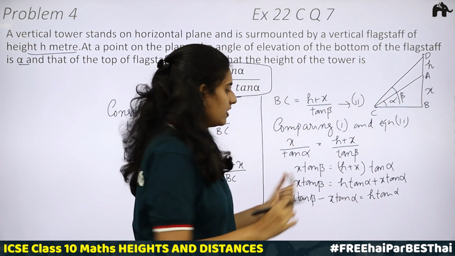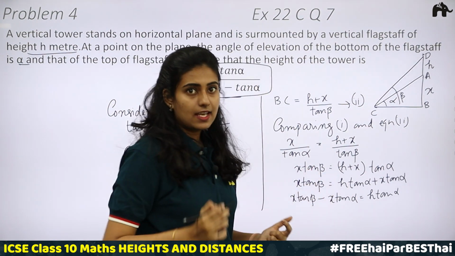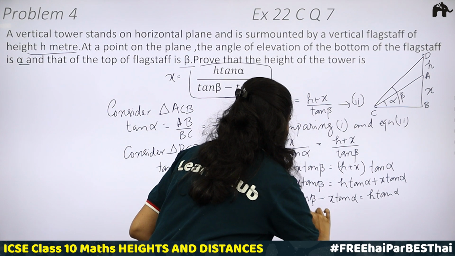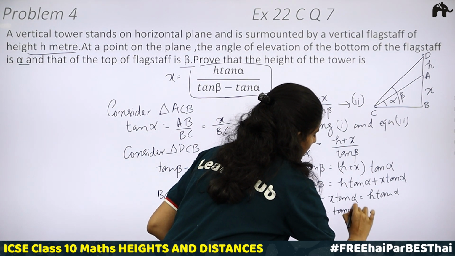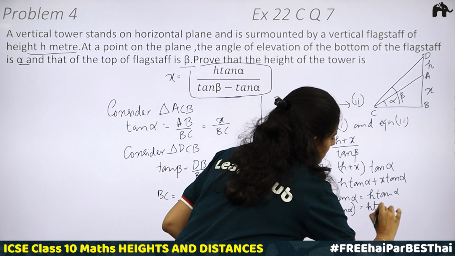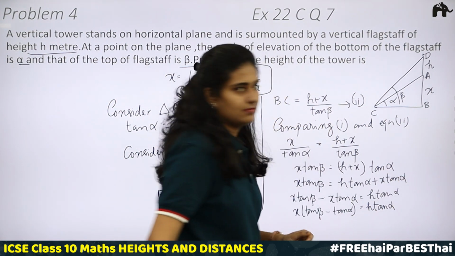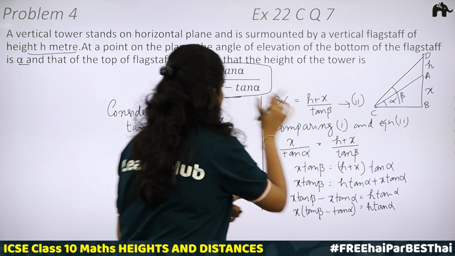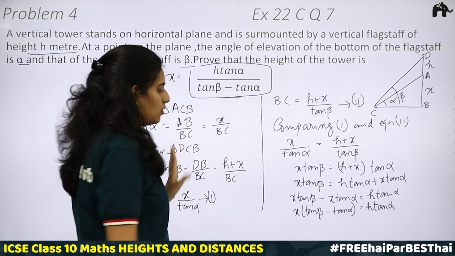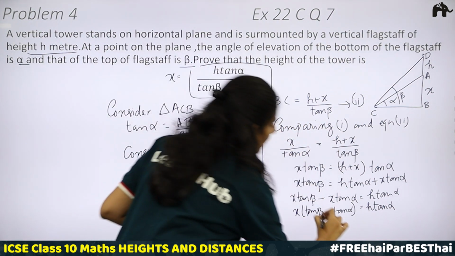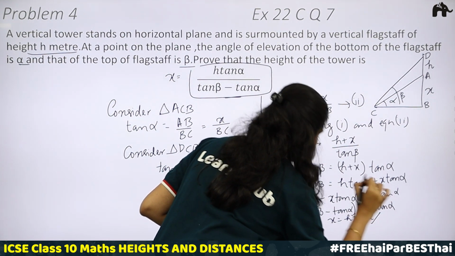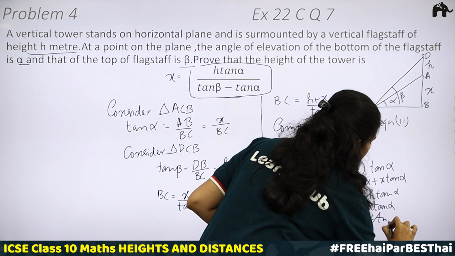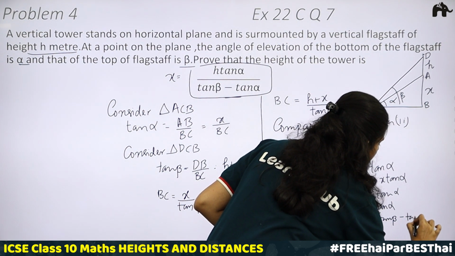In both these terms, we can take a common x out, and we get x into tan beta minus tan alpha is equal to h tan alpha. We have almost reached here. This is the required proof. Then what is there? x will be equal to h tan alpha divided by tan beta minus tan alpha.